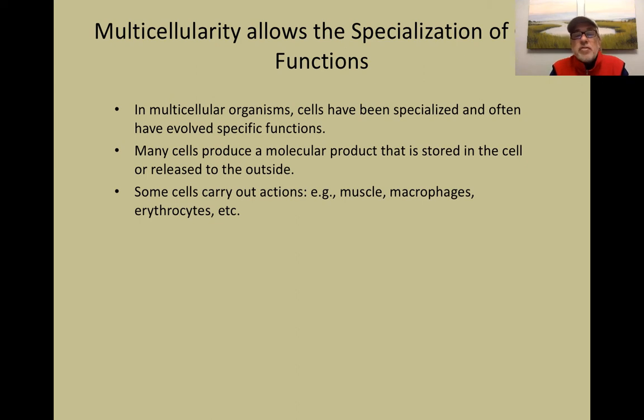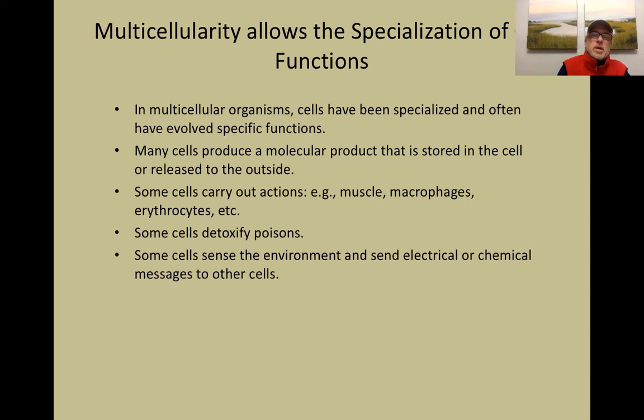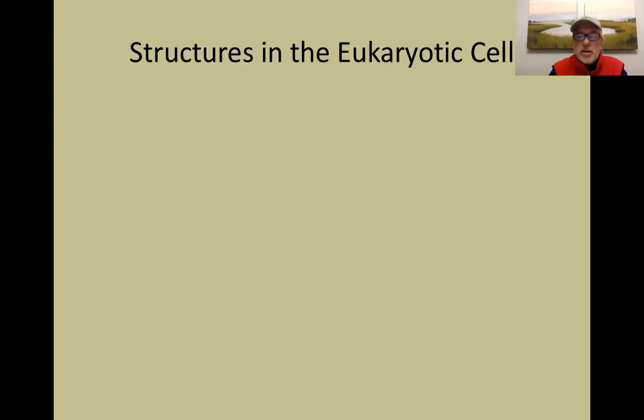Finally, erythrocytes carry oxygen from your lungs to the capillary beds, where they release that oxygen to all your cells deep inside your body. Some cells, their job is to detoxify poisons ingested by the organism. Some cells sense the environment and send electrical or chemical messages to other cells. So cells have a lot of things that they have to do.